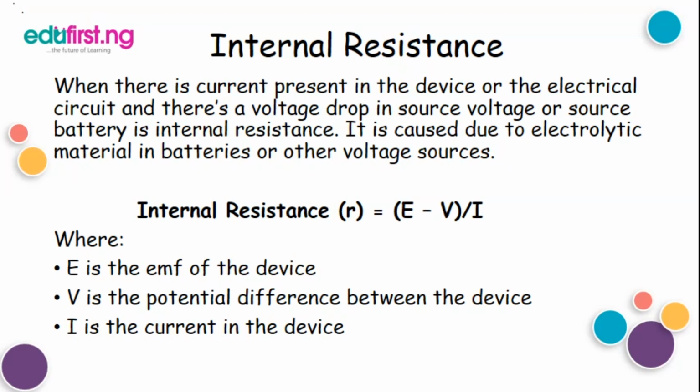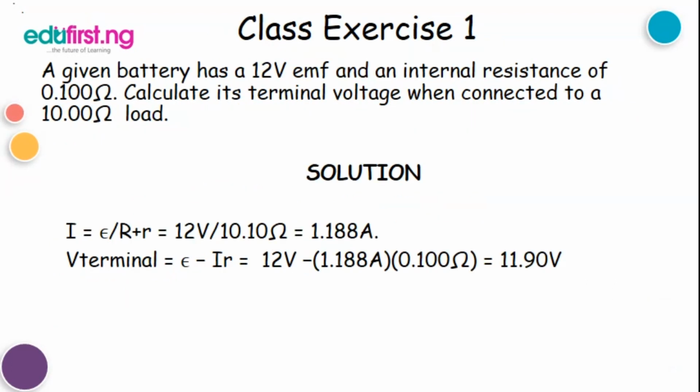From the previous equation, internal resistance small r can be represented mathematically as E minus V over I, where E is the electromotive force of the device, V is the potential difference across the device, and I is the current in the device. Now that we know this, we can describe each of the components of a circuit.